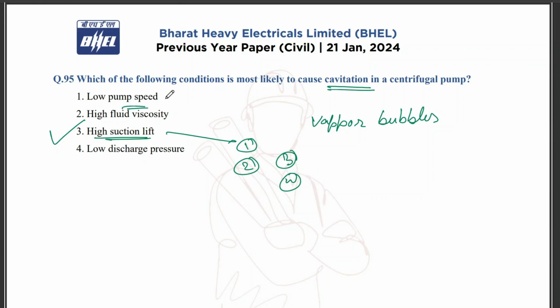Low pump speed reduces the chance of cavitation by maintaining stable pressure, and high fluid viscosity increases the friction loss but does not directly cause cavitation. And the last, fourth one is low discharge pressure. It affects efficiency but does not directly lead to cavitation.